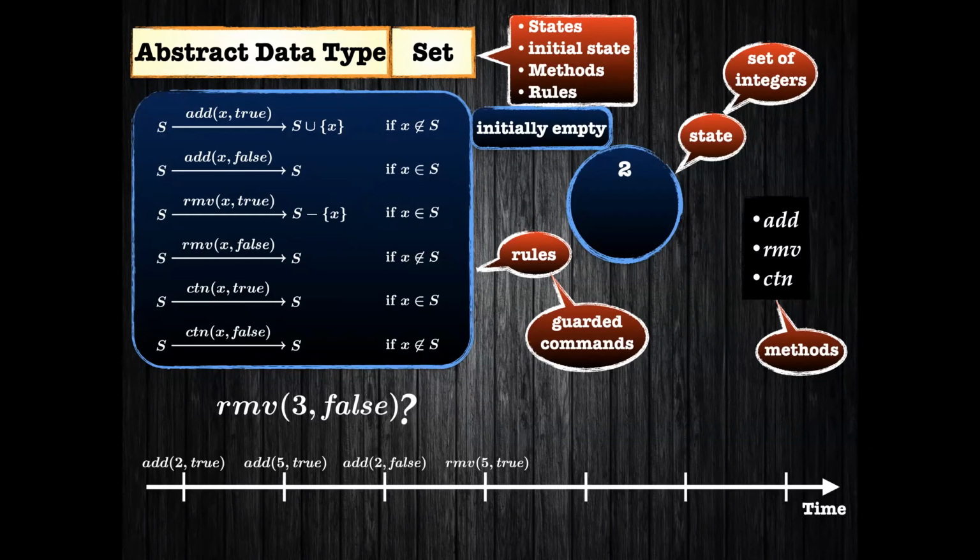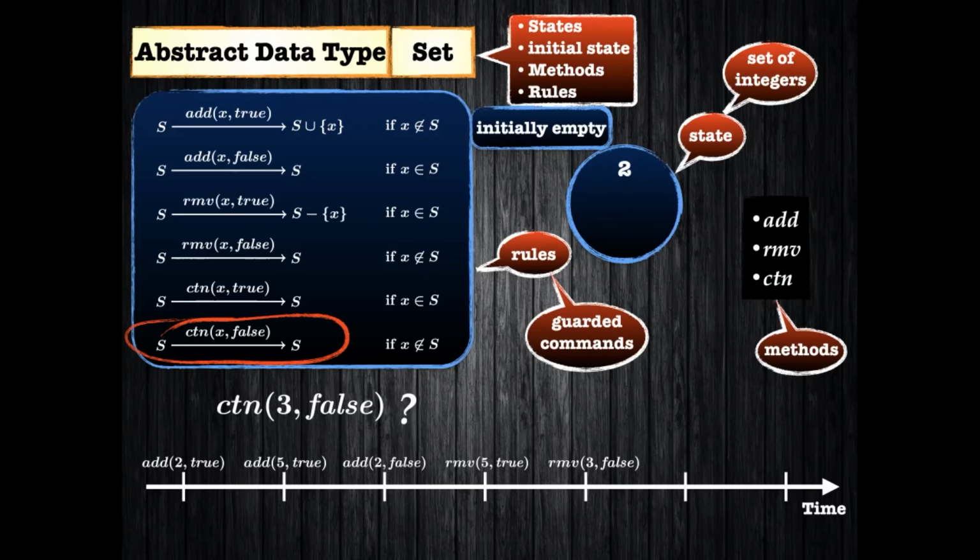So remove 3 false. Is this enabled? So now I have to take this rule, and if X is not a member of S, then this will be enabled. Yes, it is. So I can put this here in the trace. Contain 3 false. Is this enabled? Well, I have this rule here. I go to the set. If X is not a member of the set, then it is indeed enabled, which is the case here.